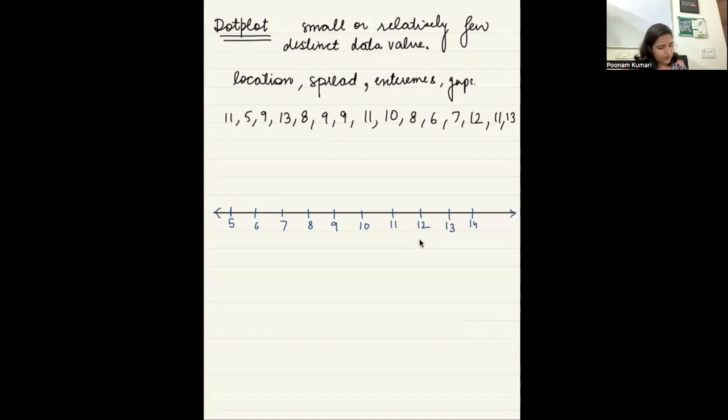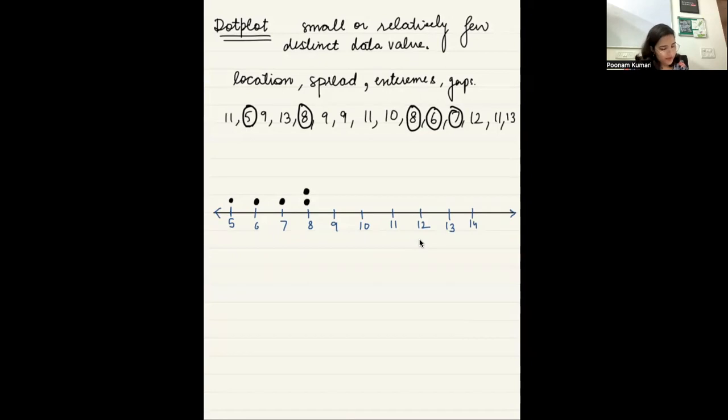So starting from 6, we see a 6 here, so I'll put a dot here. Do we see any other 6? No. Do we see a 7? I'll put a dot here for 7. I have a 5 also, so I'll put 5 here. Do we have an 8? We have two 8s, right? So you put one dot here and then another dot on top of it.